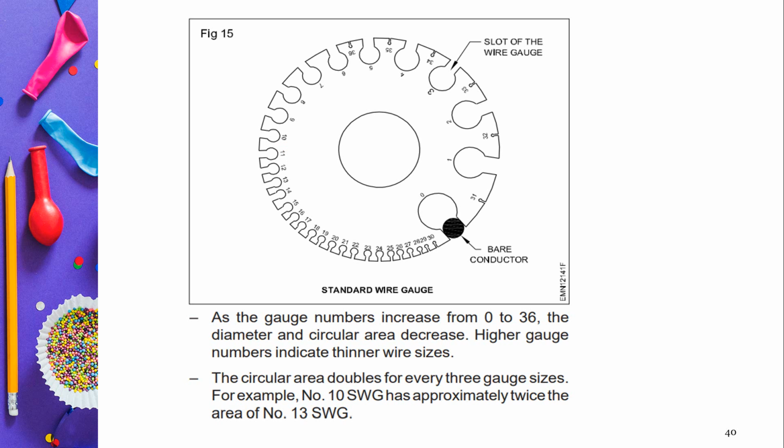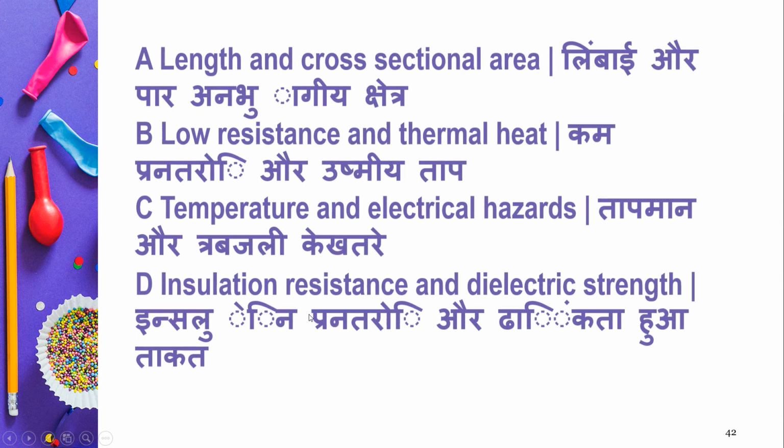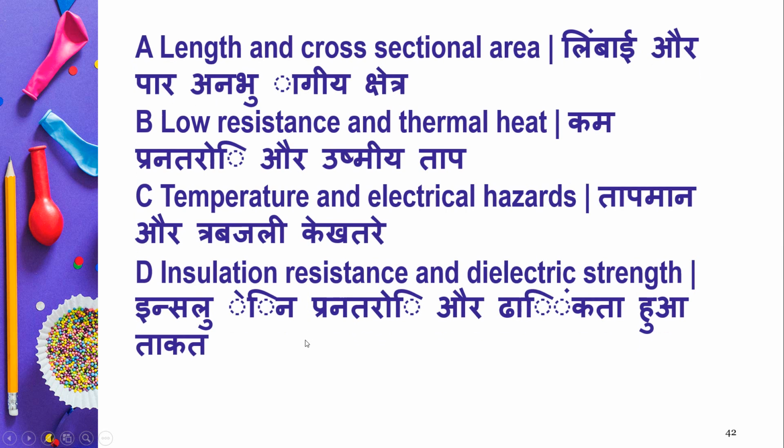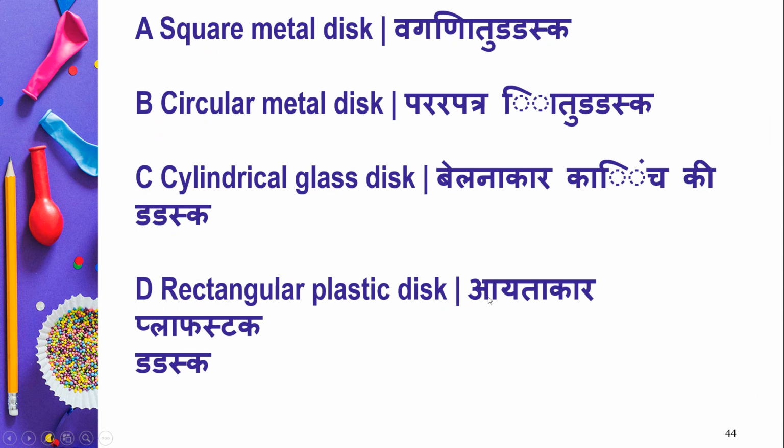Next, what are the fundamental properties of insulation materials? We know that the fundamental properties of insulating materials are insulation resistance and dielectric strength. Option D is the answer. Next, what is the shape of the standard wire gauge? We know that it looks like a circular metal disc. Option B is the answer.